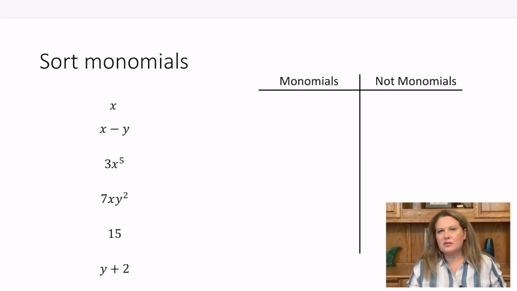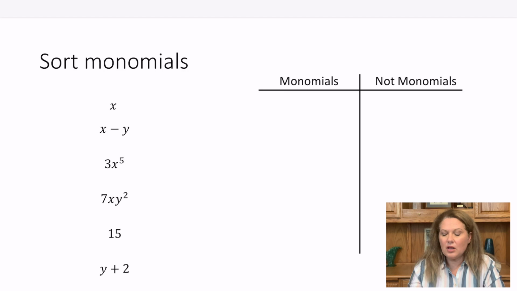The first is x. The second expression is x minus y. 3x to the 5th power. 7xy squared. 15. y plus 2. Okay, hope you have those all sorted. Let's go over them very quickly.